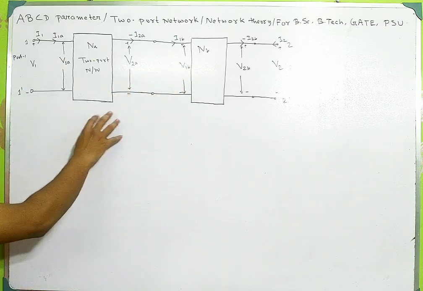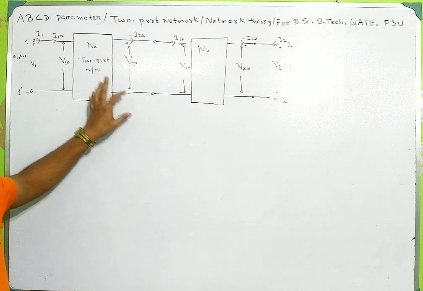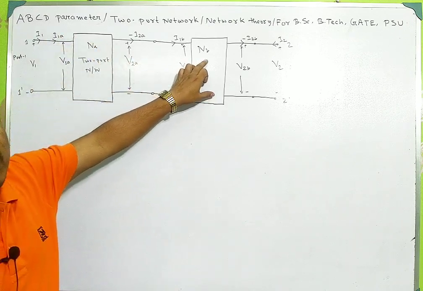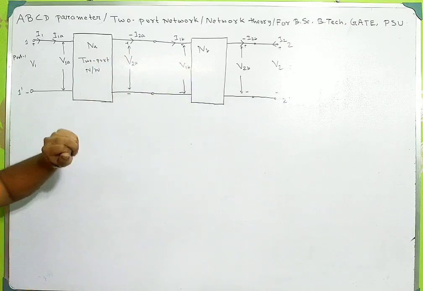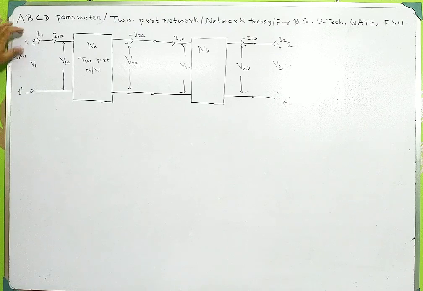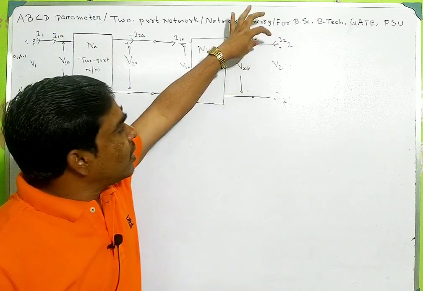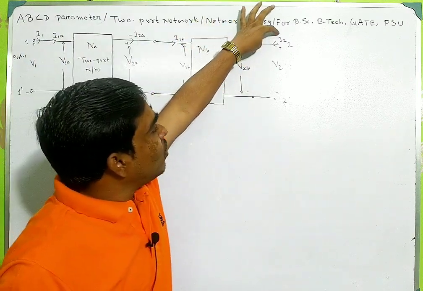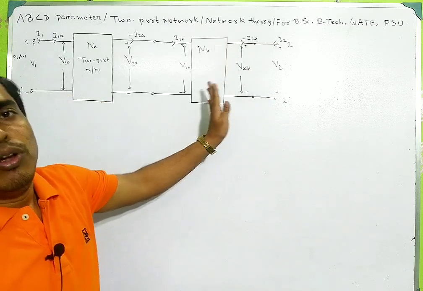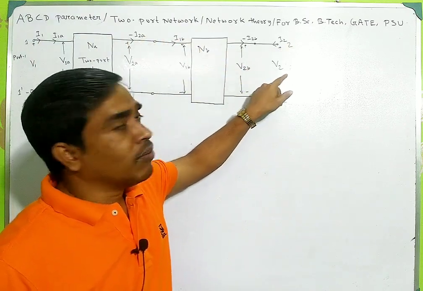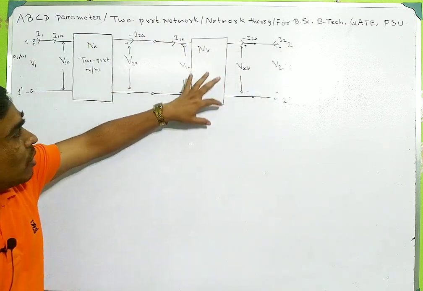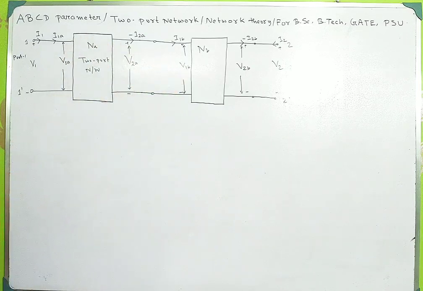So here I show two networks. This is network NA, this is network NB. These two networks are cascaded with each other. Now this is port 1, the input parameters I1 and V1. Here the output parameters of this cascaded network are I2 and V2. We have to relate I1, V1 and I2, V2 in terms of the total ABCD parameter. So first of all we consider this network.